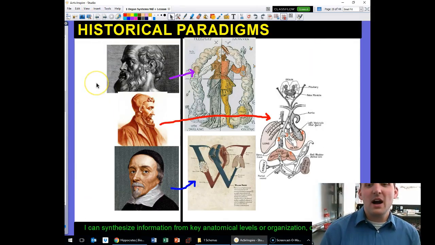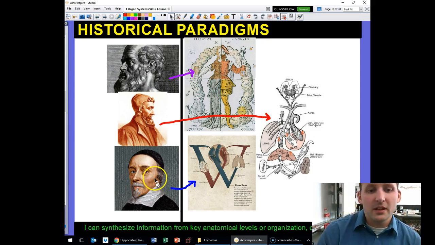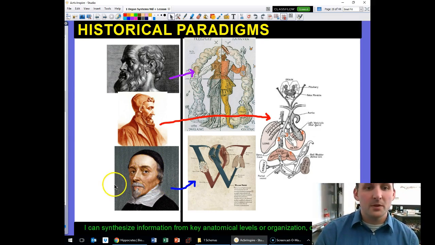So now we've talked about Hippocrates, and we've also talked about Galen, both of them believing that there were four primary elements. Hippocrates saying that, no, it's natural causes. Galen saying, no, it's in the organs themselves. And now we arrive at the very last guy, kind of the beginning of the end, the beginning of the modern paradigm of organ systems. This guy's name is William Harvey.